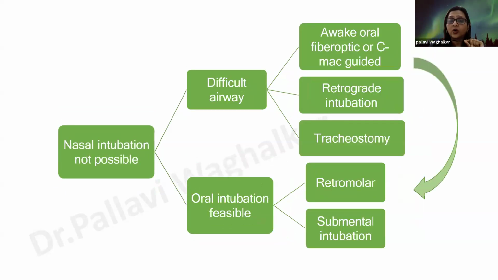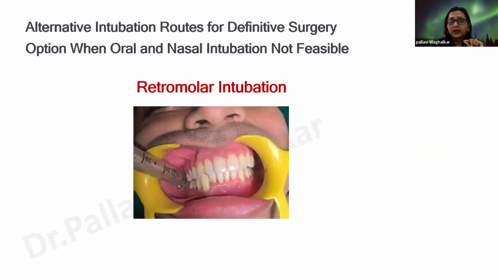If nasal intubation is not possible, as in the case of skull base fractures where the cribriform plate is not intact, oral intubation is feasible if mouth opening is adequate. But in these cases, if you put an oral tube, there will not be surgical access. So we might have to put the tube retromolar or submental. If a difficult airway is anticipated, where mouth opening is inadequate, then we have to go ahead with awake fiber optic or CMAC guided intubation, or retrograde intubation when there is restricted mouth opening, or tracheostomy. So we'll see one by one in a quick manner.